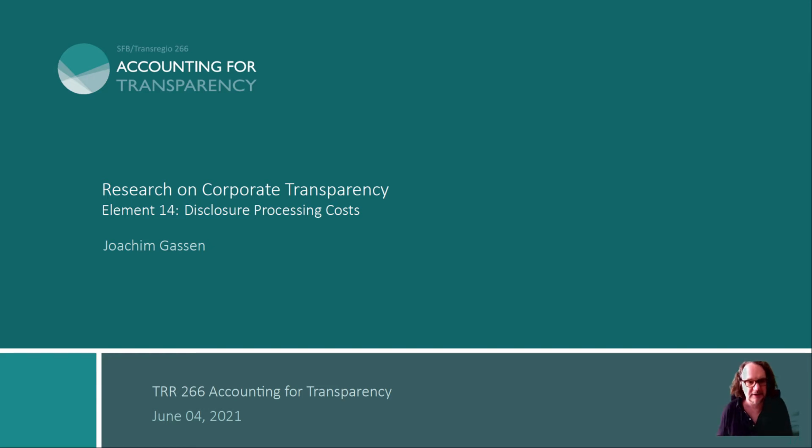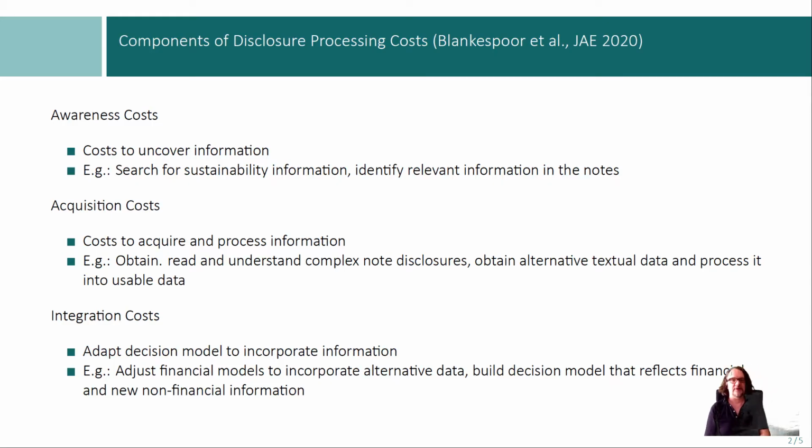So we are now at Unit 5. We're talking about disclosure channels, and this is the first element, and it's almost an introductory element, talking about disclosure processing costs. The term disclosure processing costs directly relates to the overview article by Blankespoor et al. that has been published in the Journal of Accounting and Economics in 2020.